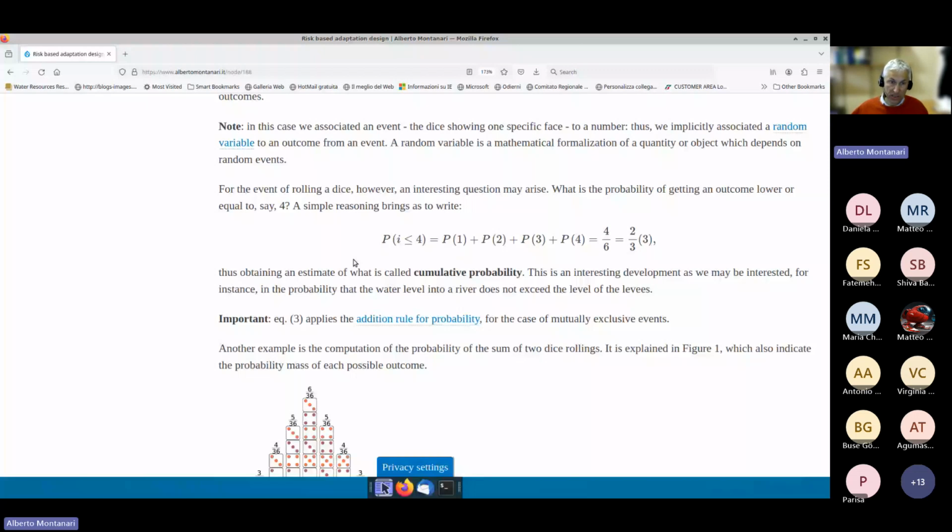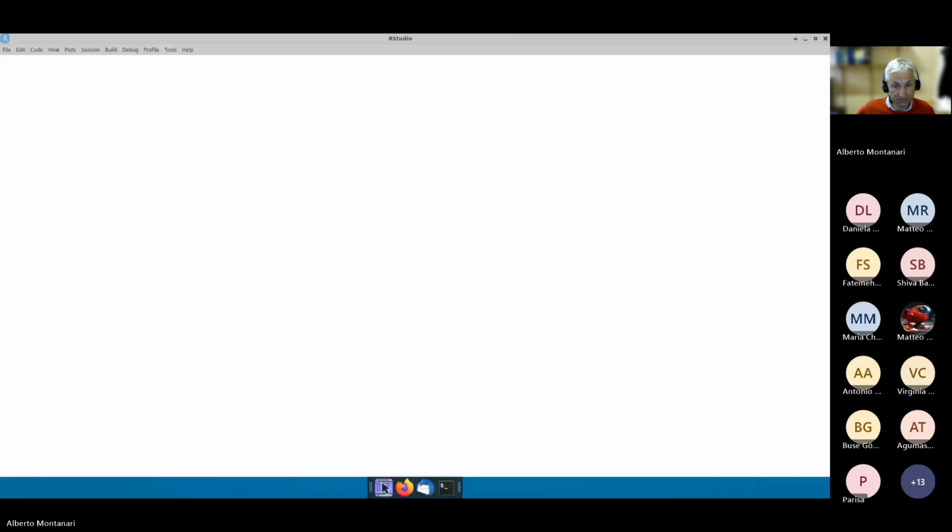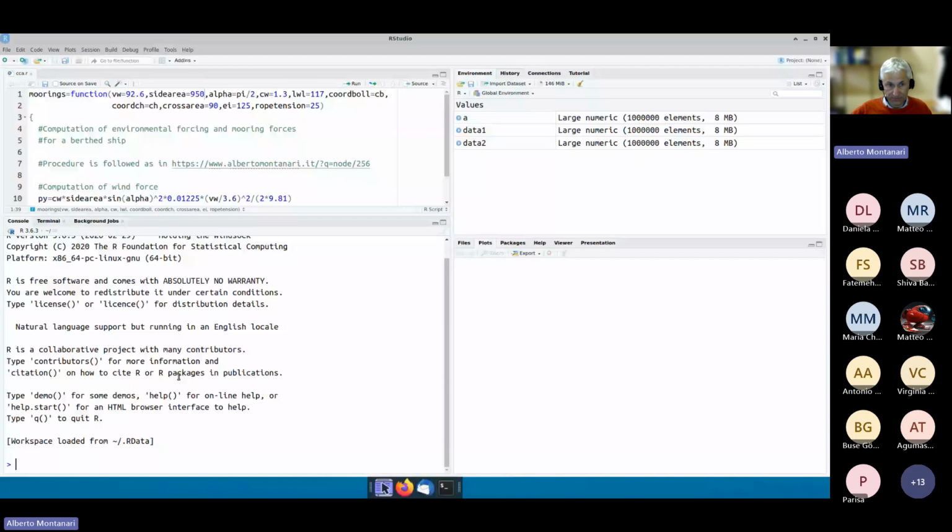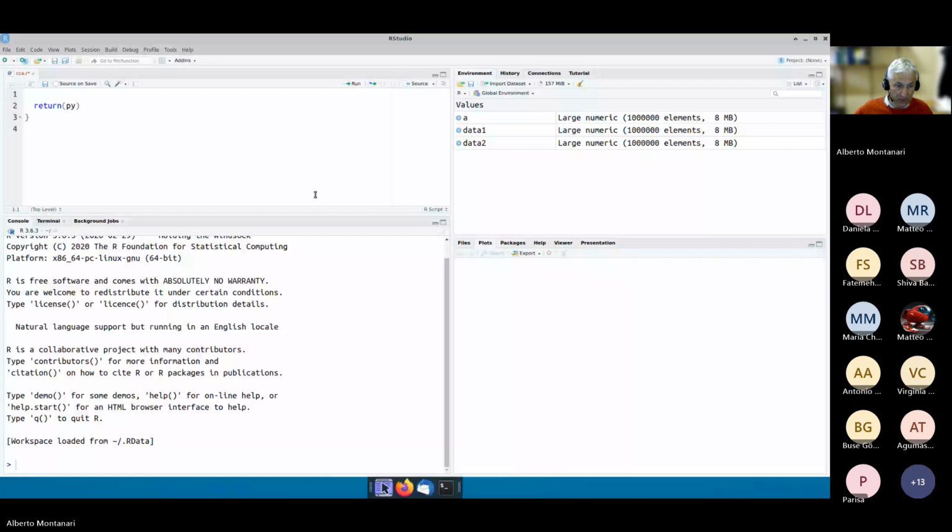Let me just get back to RStudio. Here it is, and just let me clean everything. Very good. And now I clear the console.